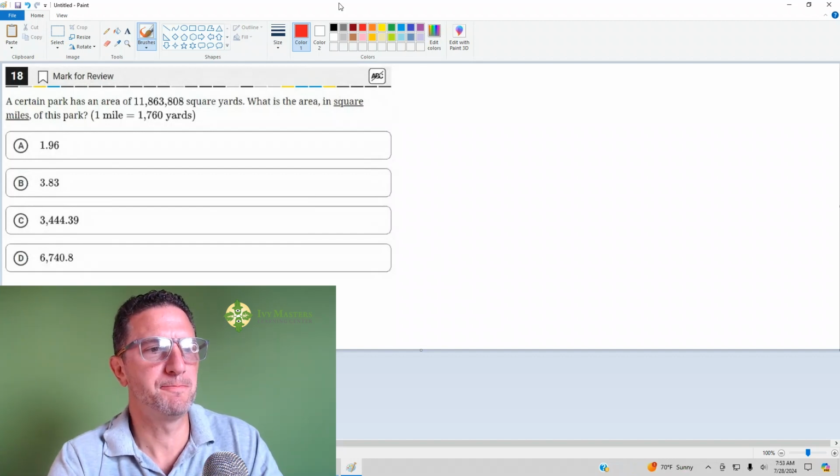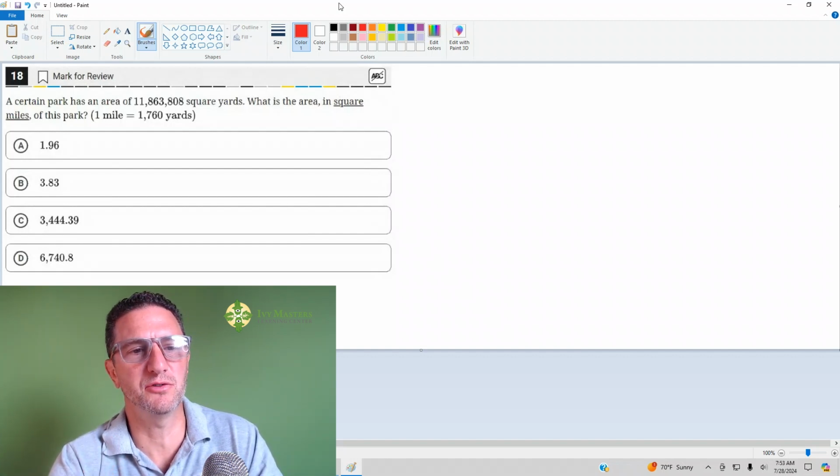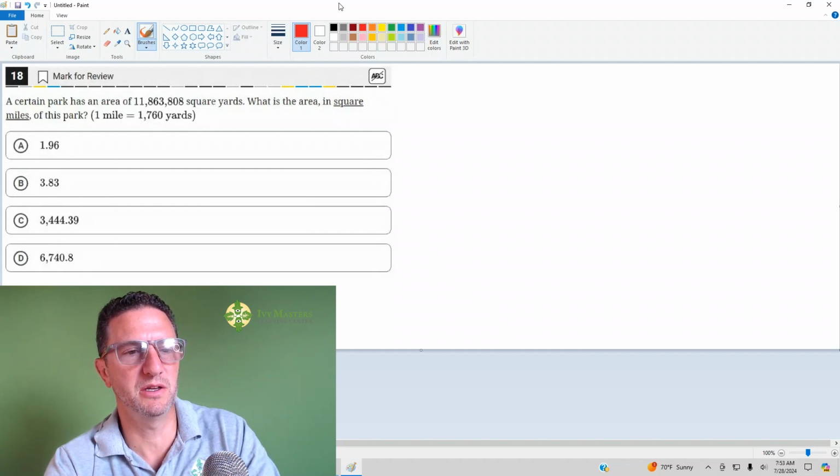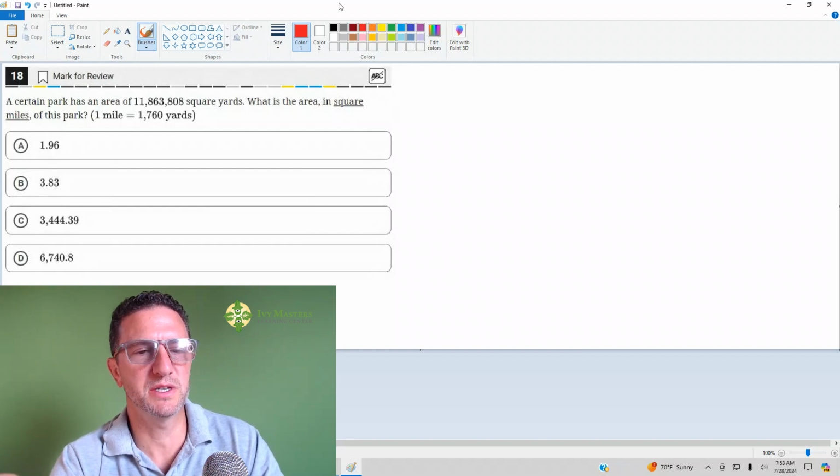Number 18 reads, a certain park has an area of 11,863,808 square yards. What is the area in square miles of this park? 1 mile equals 1,760 yards.